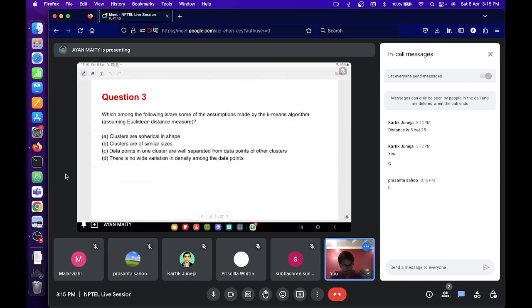This is question 3. Which of the following is or are some of the assumptions made by k-means clustering assuming Euclidean distance measure? So what are some of the assumptions made by k-means clustering? 4 options are given and multiple answers might be correct here. So the 4 options are: clusters are spherical in shape, clusters are of similar sizes, data points in one cluster are well separated from data points of other clusters, there is no wide variation in density among the data points. So these are the 4 options and multiple options might be correct here.